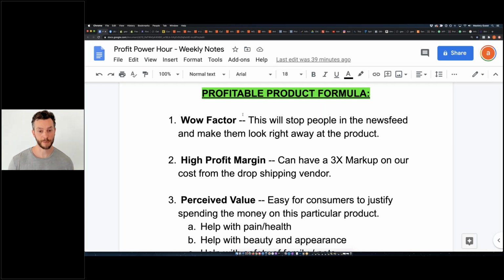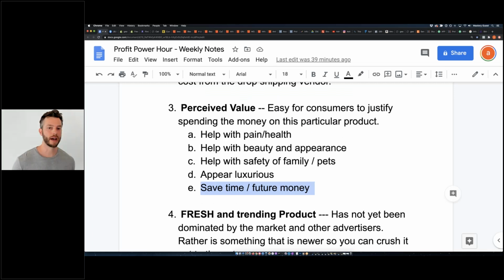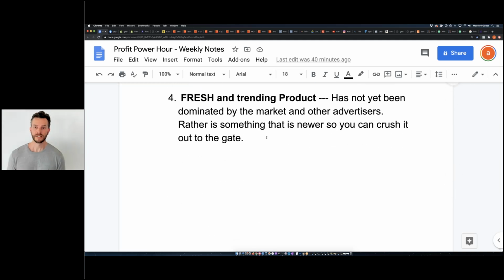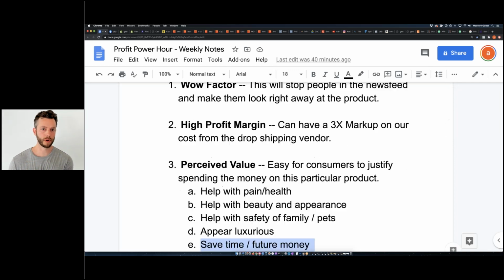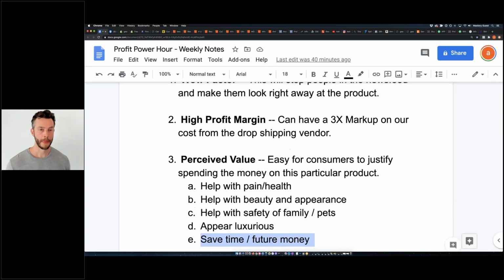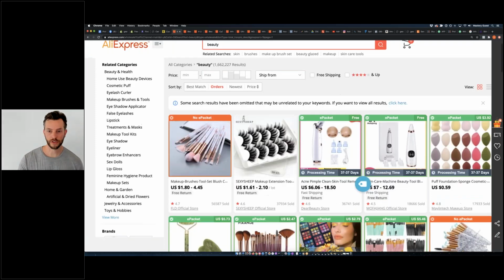Second reason it hit is because it had a high profit margin. I was getting them for like 85 cents plus shipping and selling them for anywhere from $10 to $19. And they had perceived value because, well, safety of your pet. Plus, it was cool and could have even been luxurious to a lot of people, right? So it had the perceived value box checked, and it was fresh and it was trending, right? So it was fresh and newly trending. So I was able to dominate that right at the go, right? So these are all important tactics. This is a simple 4-step formula that you can go to Aliexpress and you can start searching for.